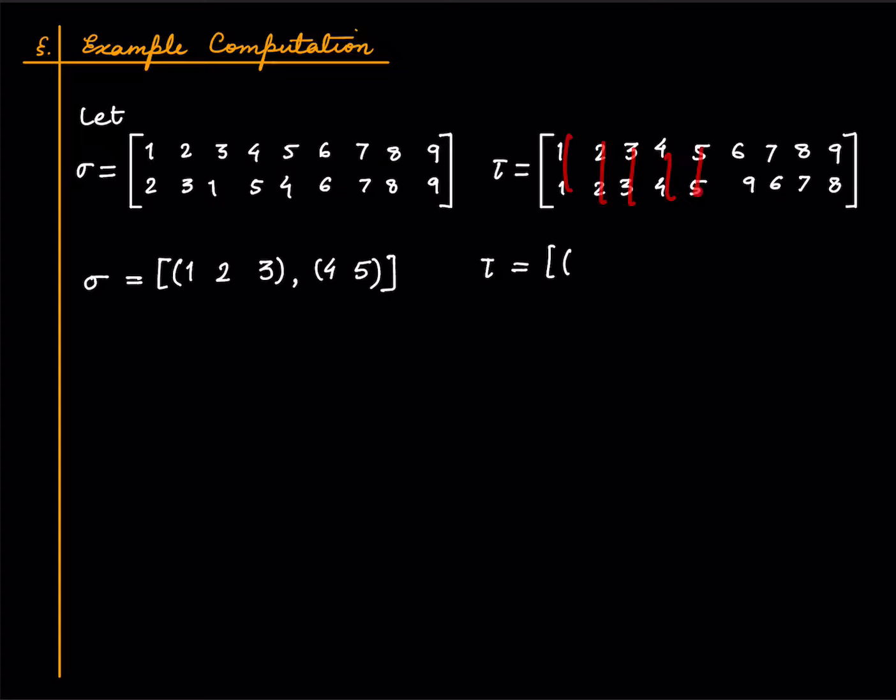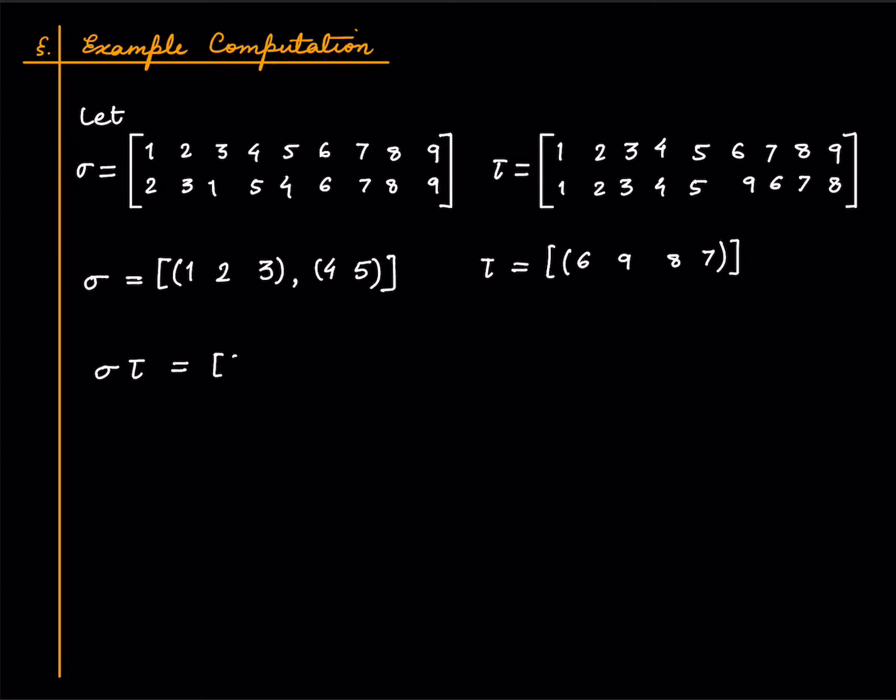1, 2, 3, 4, 5 are fixed. 6 maps to 9, then 8, then 7, and then 7 maps back to 6. So there's a 4-cycle here: (6 9 8 7). That's what tau is. And now let us compute sigma tau.